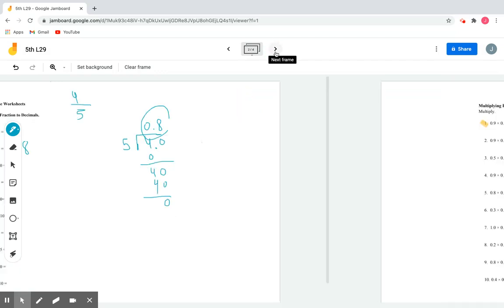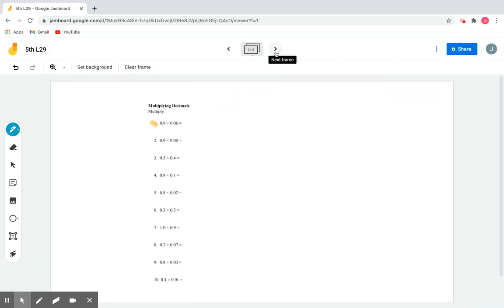Okay. And then we move on to the next one, and we have multiplying decimals. And we're going to work on number 1. When we multiply the decimals, we are going to take out the decimal point first, and then we're going to take care of it later. So we take out the decimal point, so it's like 9 times 6. And 9 times 6 is 54.